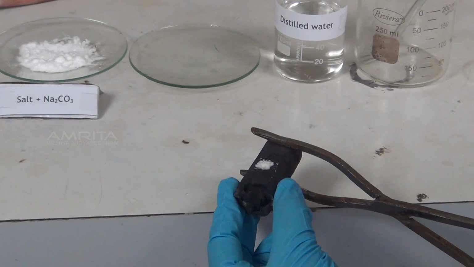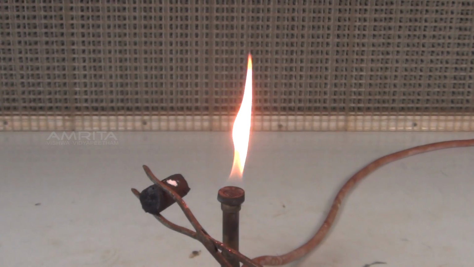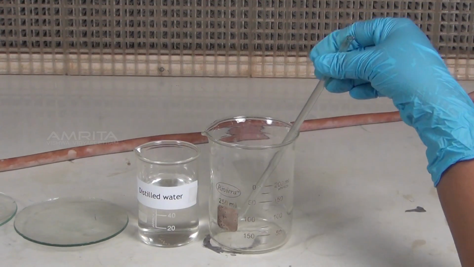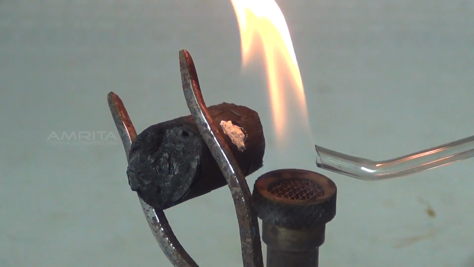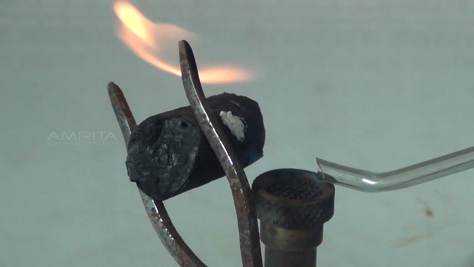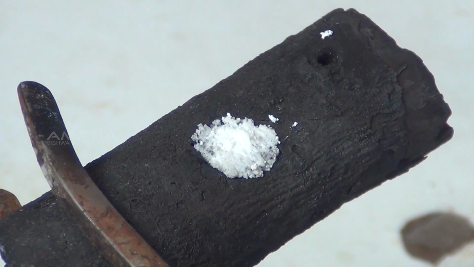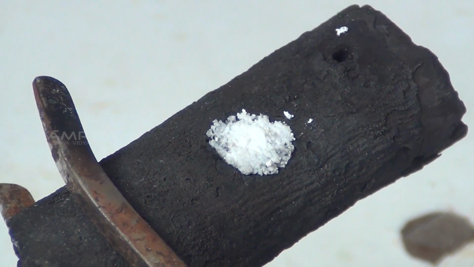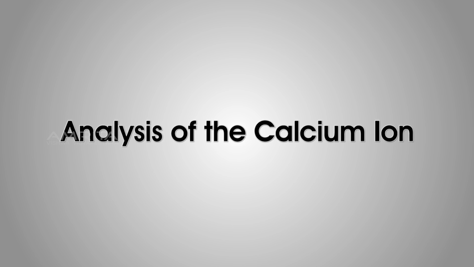Using the tongs, hold the charcoal piece in front of the reducing flame of the Bunsen burner. Now, direct the reducing flame on the cavity by means of the blowpipe and heat strongly for some time. White residue glows on heating, which indicates the presence of calcium ions. Next, we look at the analysis of the calcium ion.